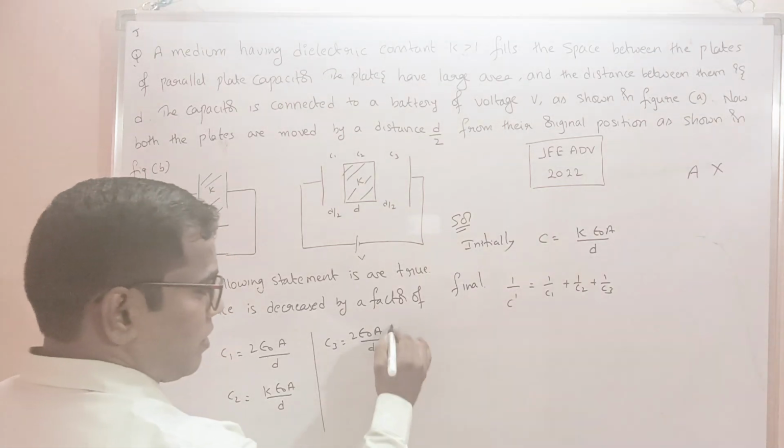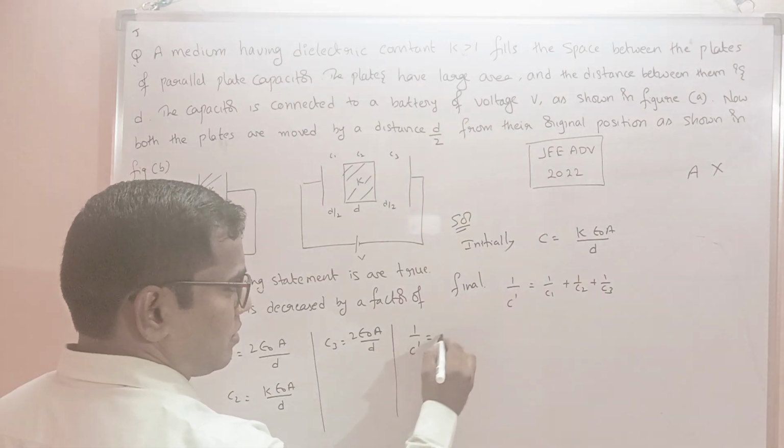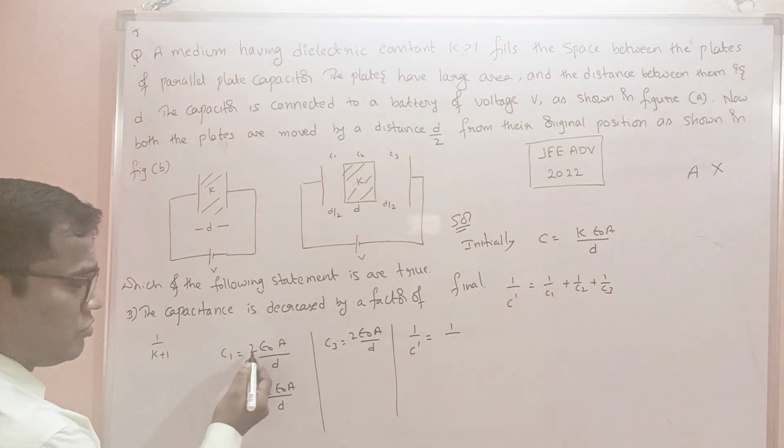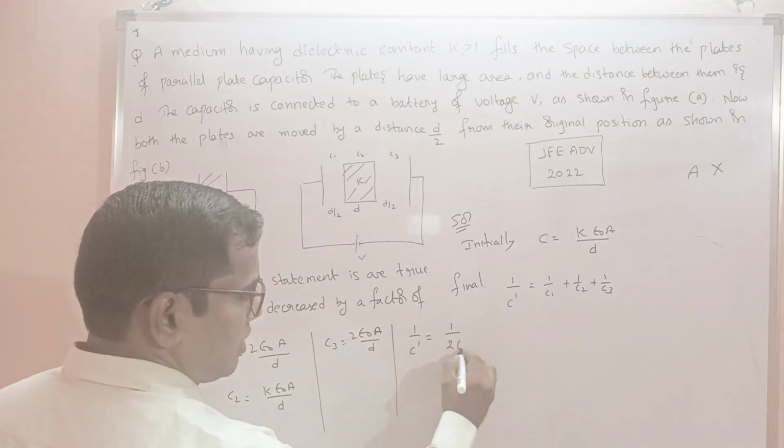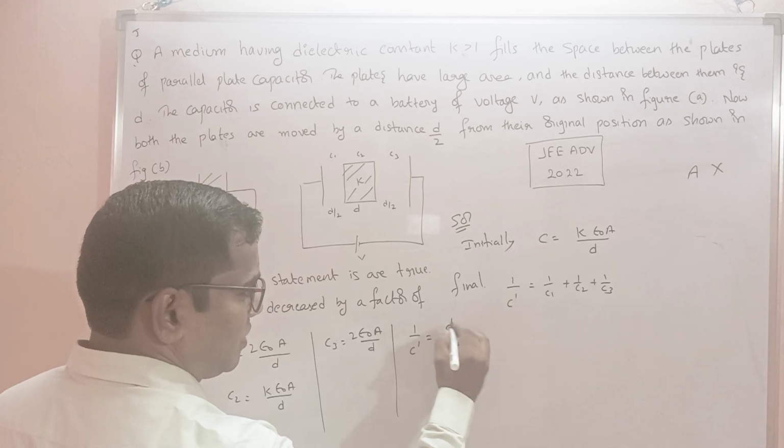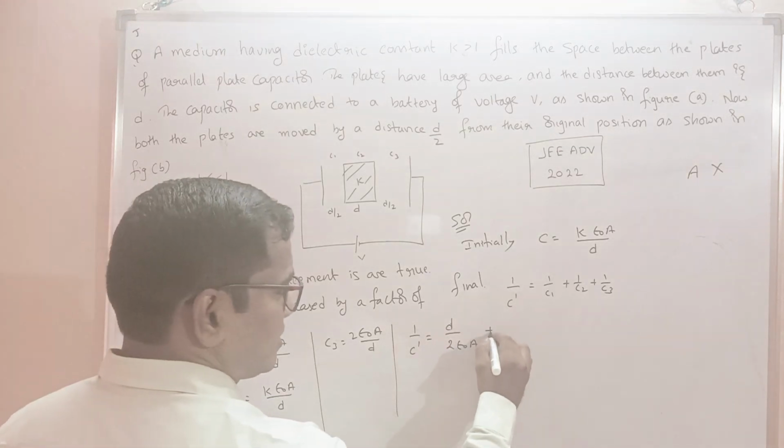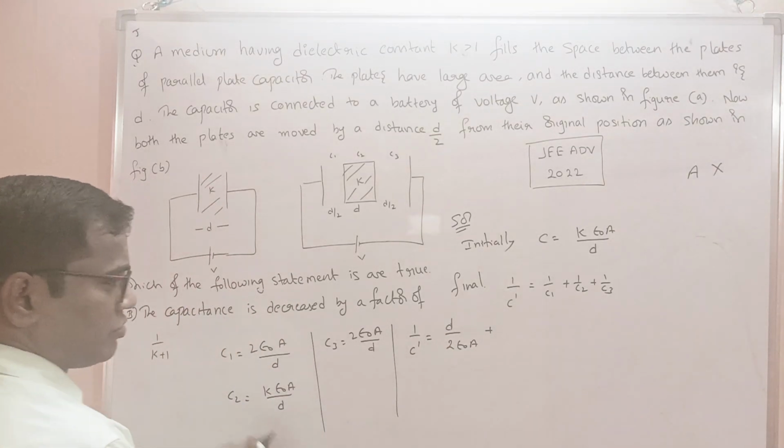We will see. 1 by C dash can be written as 1 by C1. 1 by C1 is d by 2 epsilon naught A, so d by 2 epsilon naught A will come, plus 1 by C2.